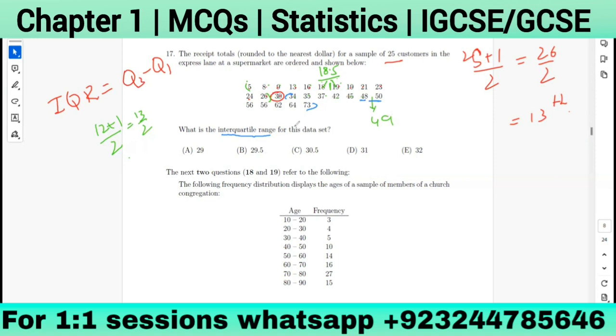Okay. So the interquartile range, IQR, is Q3, which is 49, minus 18.5, which is Q1. So can you subtract them? 30.5. Are you getting it now? Yeah. Easy, not difficult.